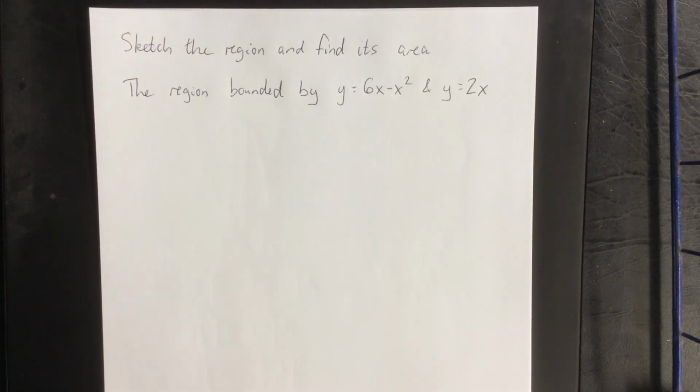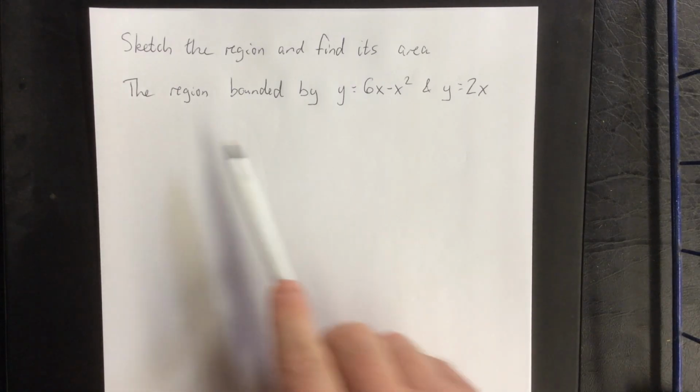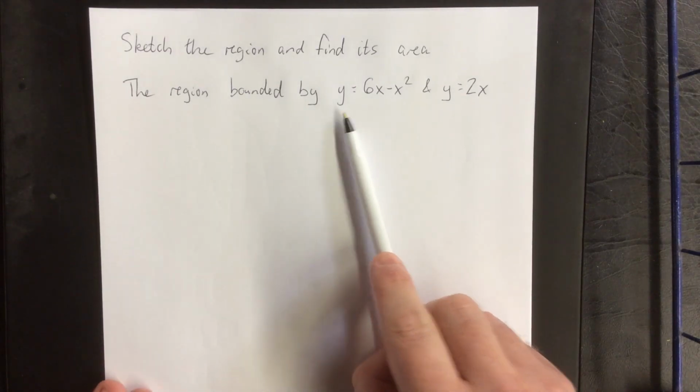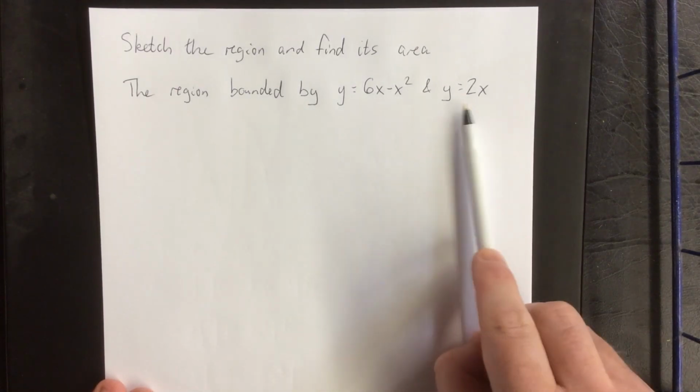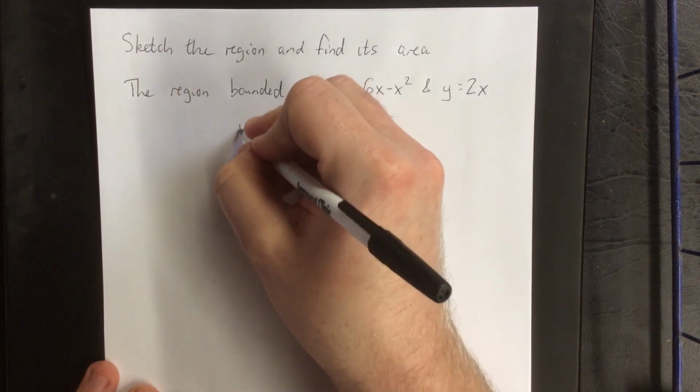In this example, I'd like to sketch the region and find its area. We're going to take a look at the region bounded by this parabola, y equals 6x minus x squared, and y equals 2x.